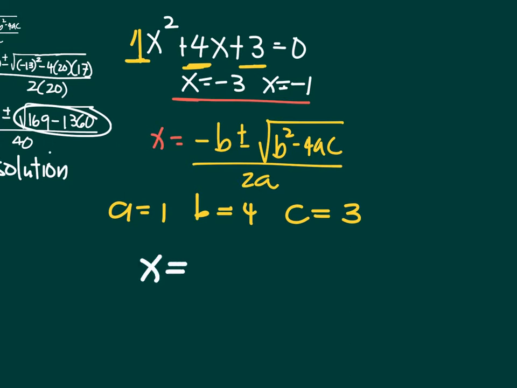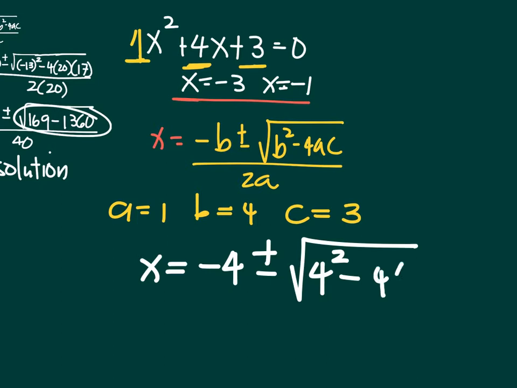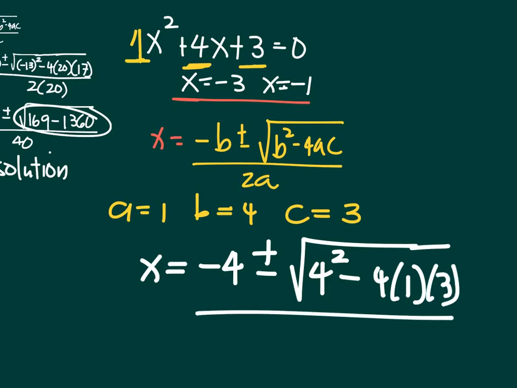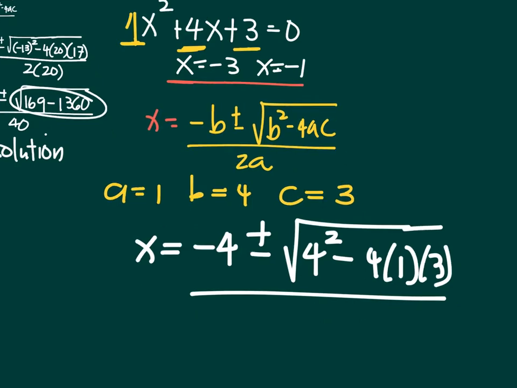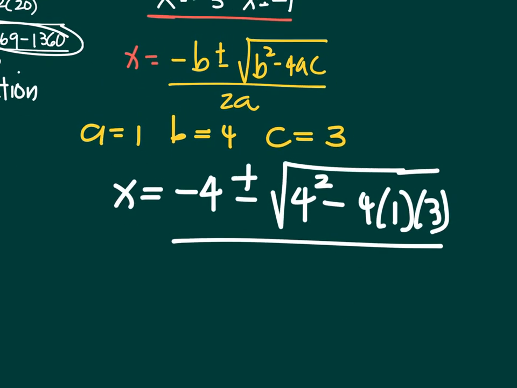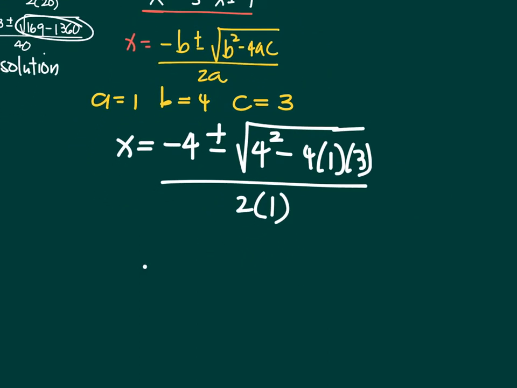x will be negative of b, negative of 4, plus minus the square root of b squared, which means 4 squared. Notice how I did not use a parenthesis because this is a positive number, so it will be okay. Minus 4 times a, which is 1, and then c is 3. I use parenthesis to denote multiplication. Then over 2 times a, so 2 times the a, which is 1. And then we're ready to simplify.